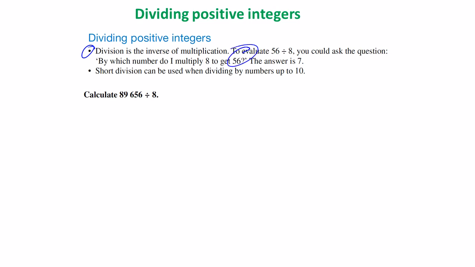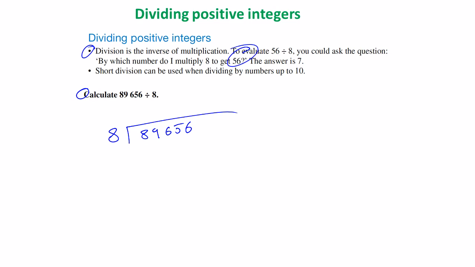We can use short division. I'm going to show you how to do short division using this example here. So I've got 8, and it's going to be 8, 9, 6, 5, 6. So 8 is the one I'm dividing by, so that goes out the front. Inside goes the number that is being divided.